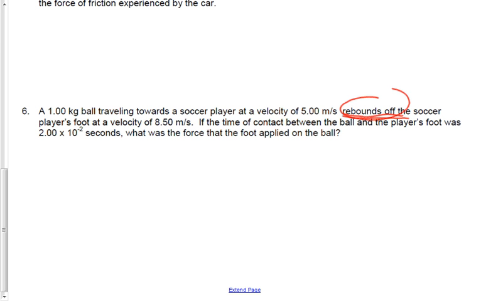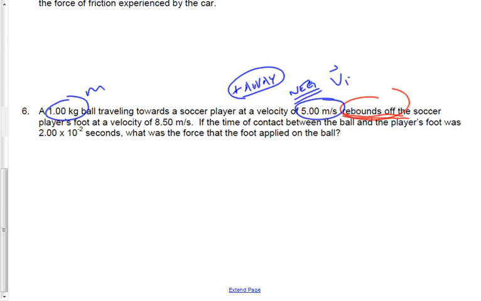8.5 meters per second. The time of contact is that value. What's the force applied on the ball? So we're going to write down some givens here now. That's mass. This is going to be VI. We'll make away from us as positive. That means that this is going to be negative, right? If it's going towards us, it's negative, if we defined away from us as positive.